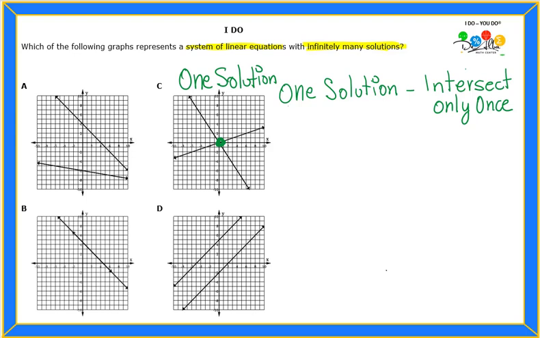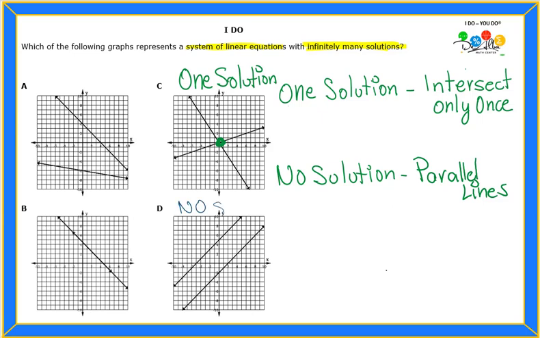What about letter D? Are they intersecting? No, right? I can tell they're never ever going to intersect because those are the ones that are called parallel lines. Remember that? So no solution will be when the lines are parallel lines. They will never ever touch. So letter D, we're going to say that it has no solution.